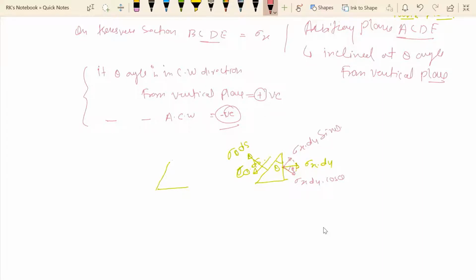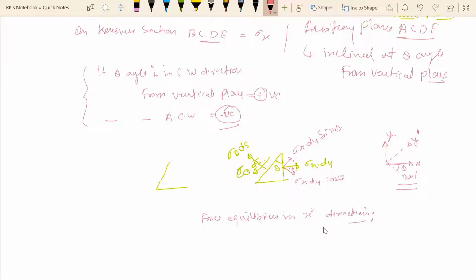So now, earlier our coordinate system was x and y. Now we have x dash and y dash, and this angle is theta. Now we have to apply the force equilibrium in the x prime and y prime directions. So in the x prime direction, from this figure we can identify the forces.